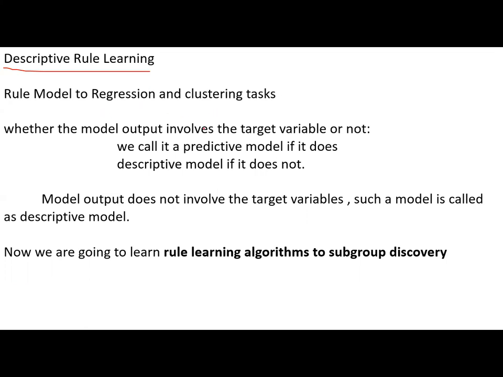Initially, in the first chapter itself, we learned what is called descriptive. Whether a model's output involves the target variable or not: if the target variable is involved, such a model is called predictive. If the target variable is not involved in the output model, that is called descriptive. There are many examples for that.